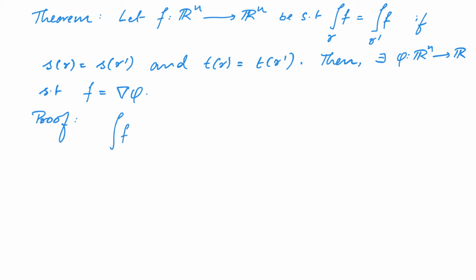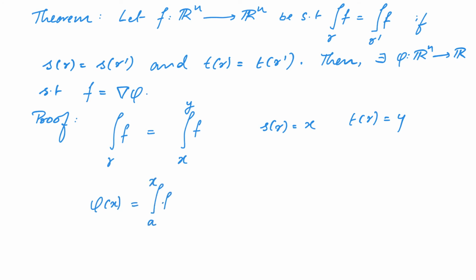As the integral of f is path independent, I can represent the integral of f along gamma as the integral of f from x to y, where x is the starting point of gamma and y is the ending point of gamma. Then fix an arbitrary point a in Rn and define phi of x to be the integral from a to x of f. The claim is that the gradient of phi is equal to f. In other words, the ith partial derivative of phi is equal to the ith component of f. Let us now try to prove this fact.